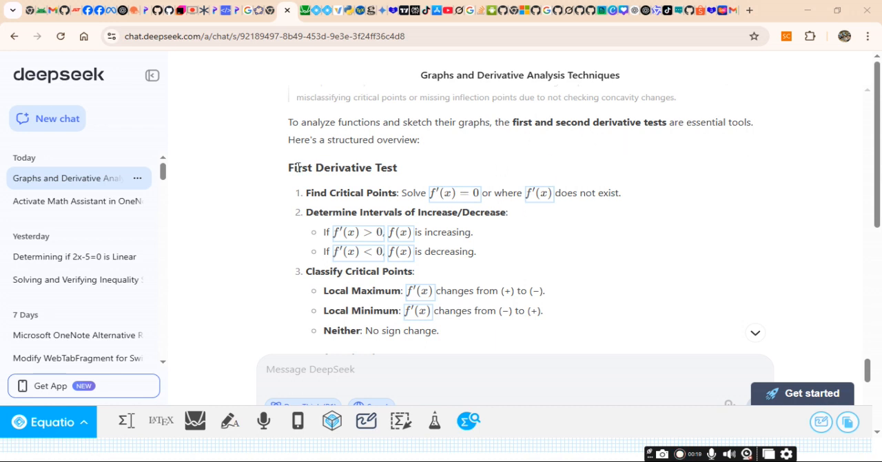Now let me try to discuss the first derivative test first. It involves finding critical points. In order for you to do that, you must set the first derivative to 0, or the first derivative does not exist. You will remember that the first derivative is essentially the slope of the tangent line to the curve.